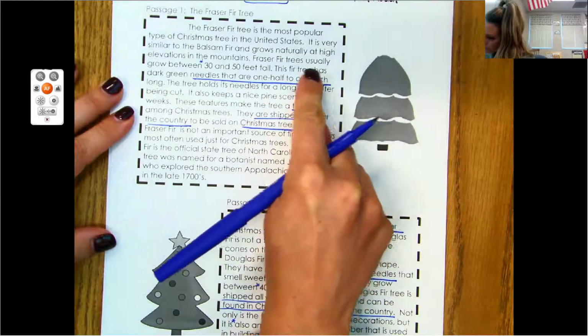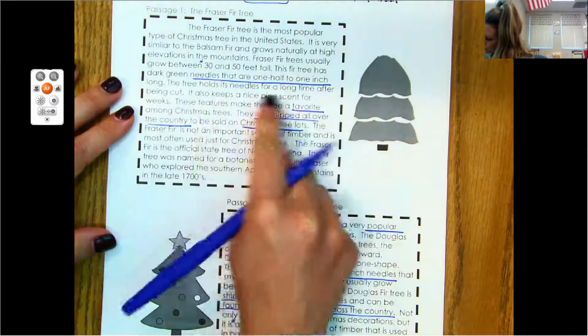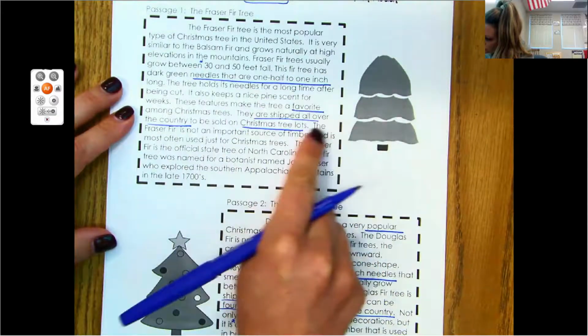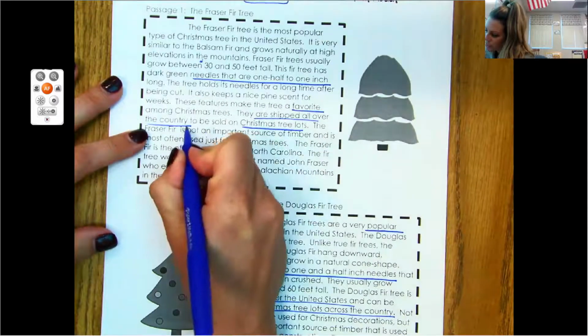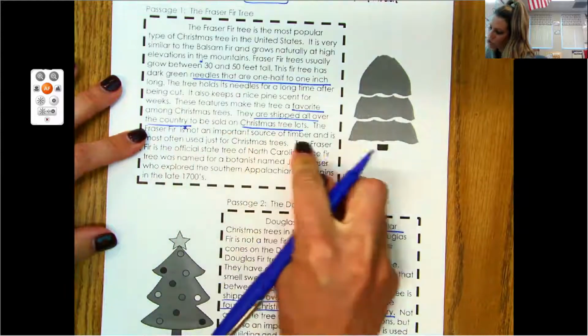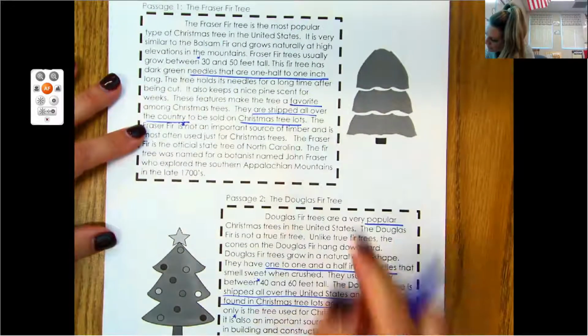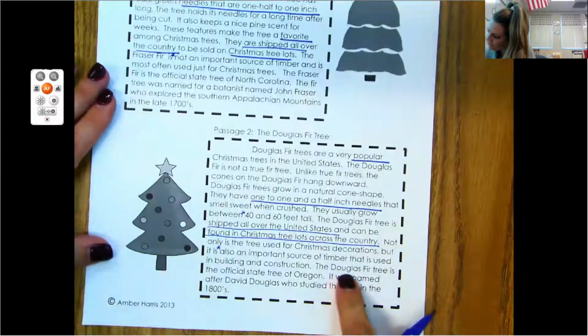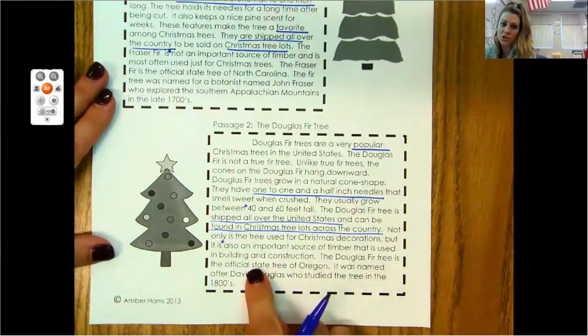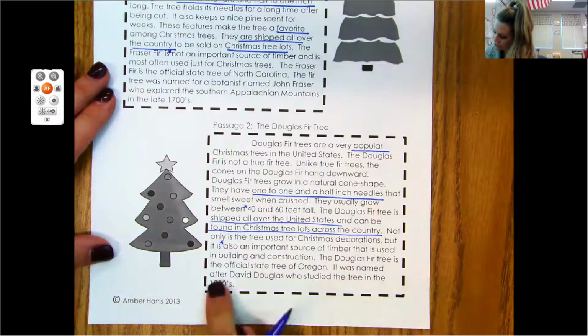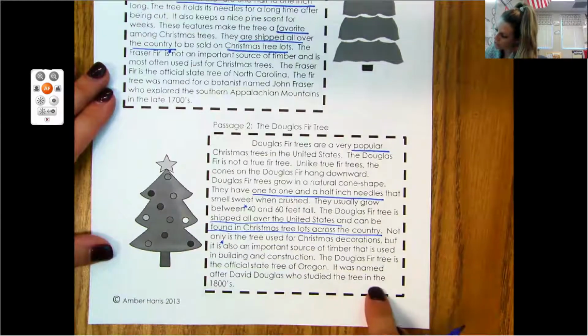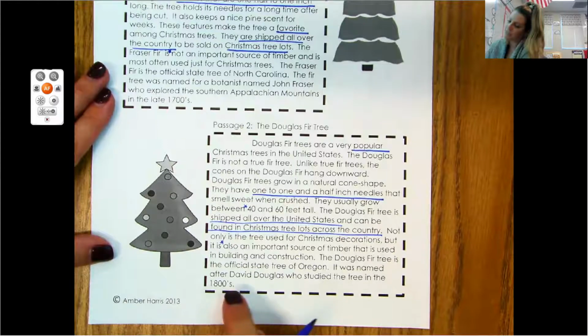Oh my goodness, this is where I need you to help me. Needles, is not. The Fraser fir is not an important source of timber. All right. The Douglas fir tree is the official state tree of Oregon. It was named after David Douglas, who studied the trees in the 1800s.